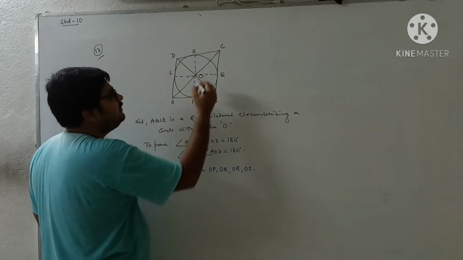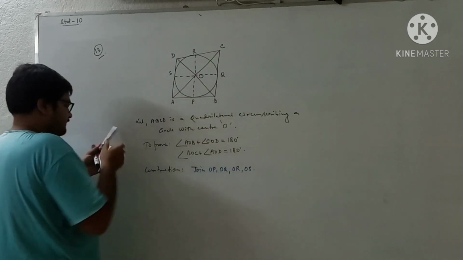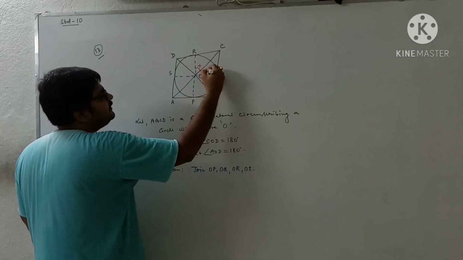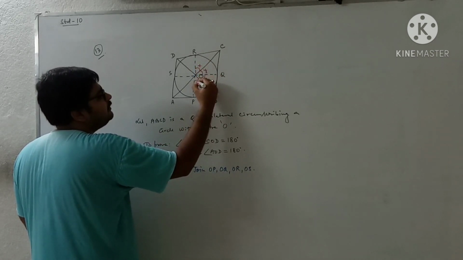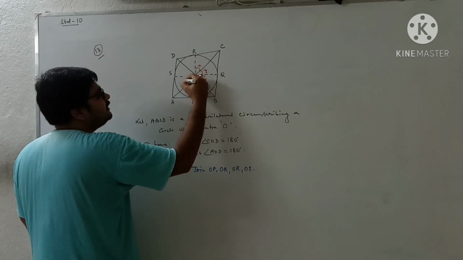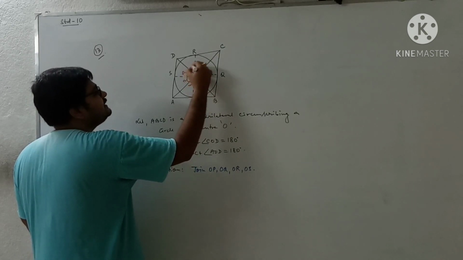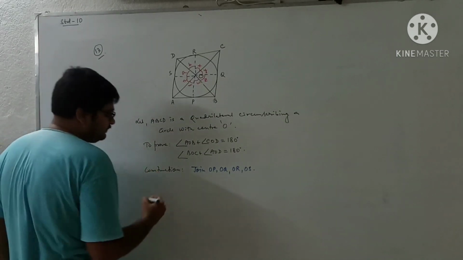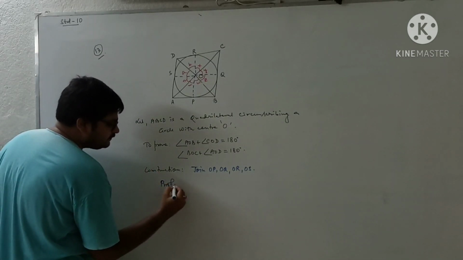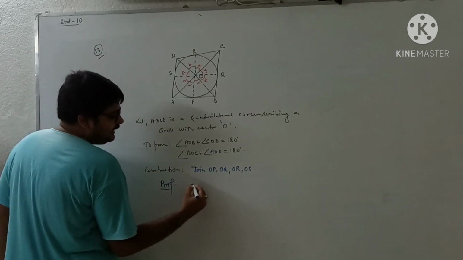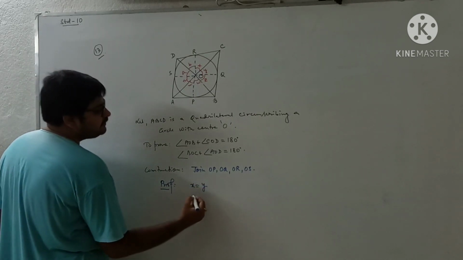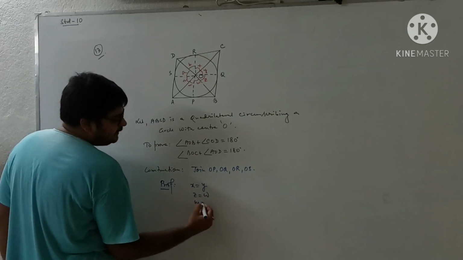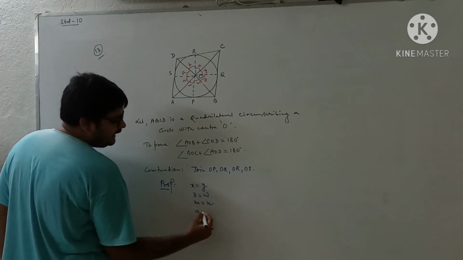So here what can we write? We can write x is equal to y. We can write z is equal to w. We can write m is equal to n, and we can write a is equal to b. So let's write that. Proof. x equals y, z is equal to w, m is equal to n, and a equals b.